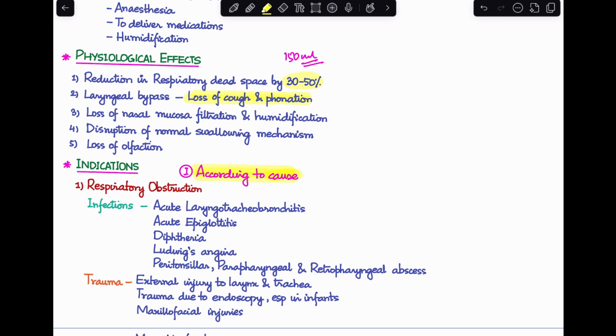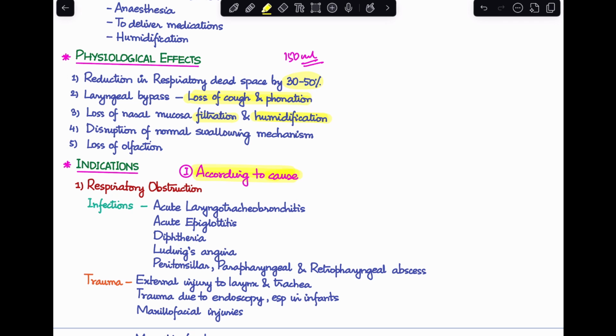Third, because it is bypassing the upper airway, there is a loss of passage of air through the nasal mucosa. Therefore, there is also loss of nasal mucosa filtration as well as humidification. So, in a normal person, when we breathe in through our nose, the physiology of the nose has a lot of functions over here. One of them is filtering out particles and bacteria, and secondly, it also helps in humidification of the inspired air. Both of these functions are lost when we do a tracheostomy. Next effect is that it also ends up disrupting the normal swallowing mechanism.